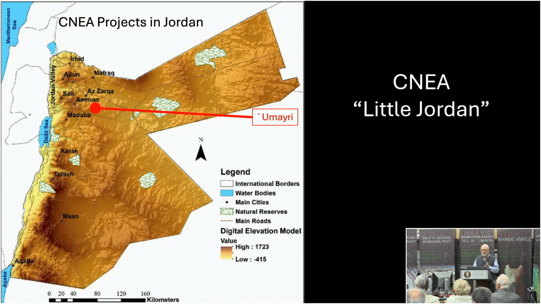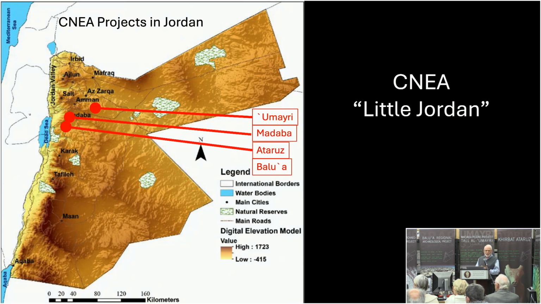So you see from this slide the various sites for which CNEA is responsible. Beginning near the top of Jordan, near the northern part, in Ammonite territory, moving down to the central part, ancient Moabite territory, moving down to the southern part, ancient Edomite. We've got Jordan covered. From the Iron Age, we've got Jordan covered. And there is simply no place in the world that has as much of Jordan as you are surrounded by.